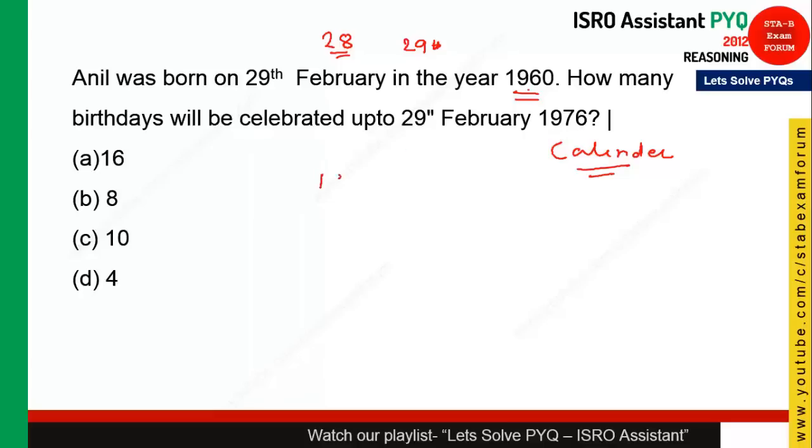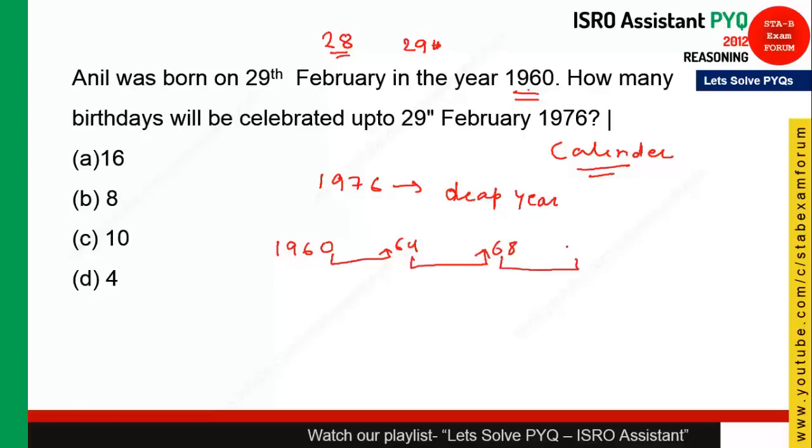Again, this 1976 is a leap year. You can calculate it by dividing by 4. So we need to jump after 4 years. 1960 is the leap year. So the next birthday he will celebrate in 1964, the next in 1968, the next in 1972, and the next in 1976. So how many birthdays has he celebrated? 1, 2, 3, 4. So option D is the right answer.